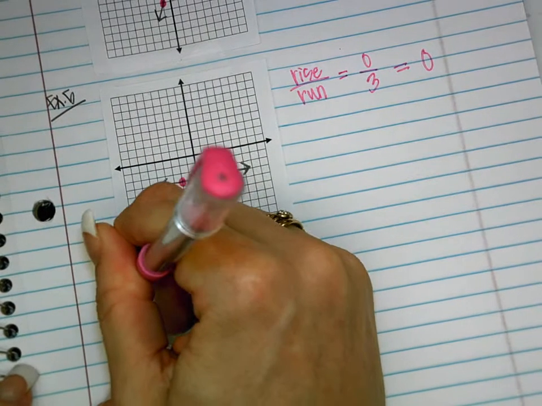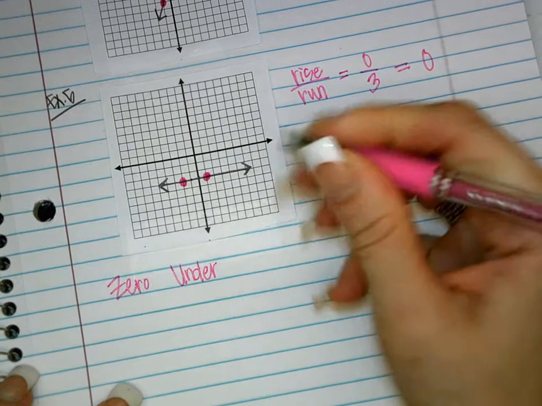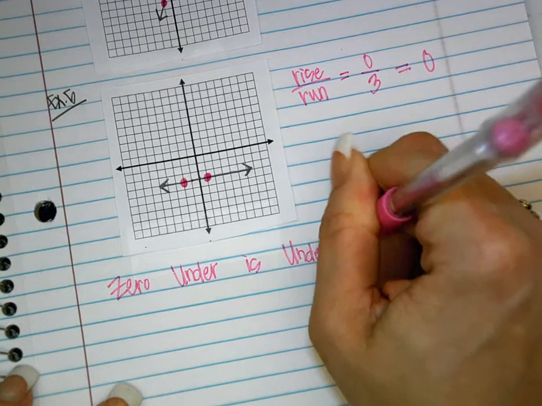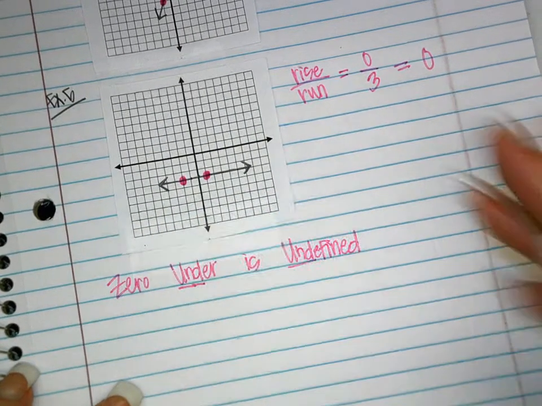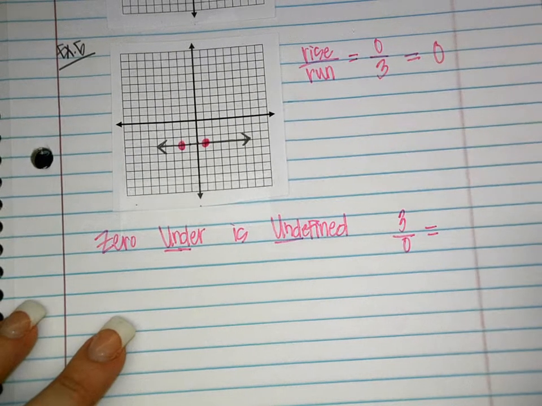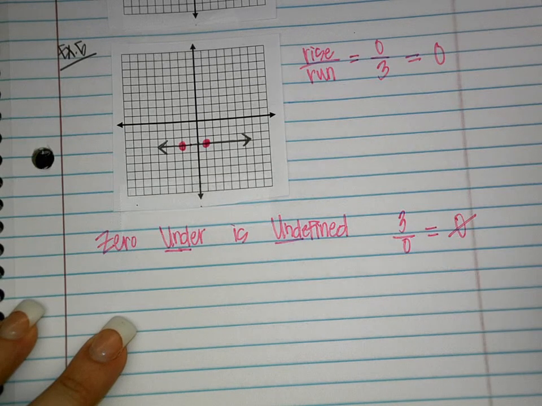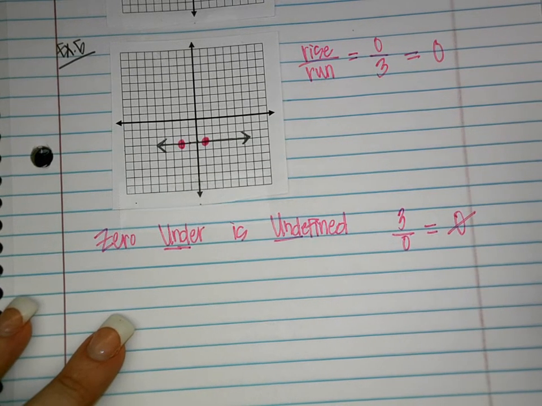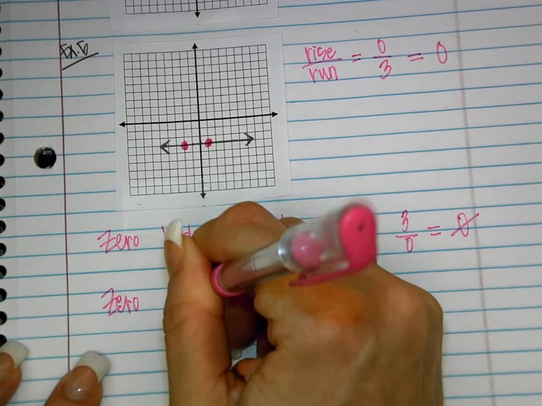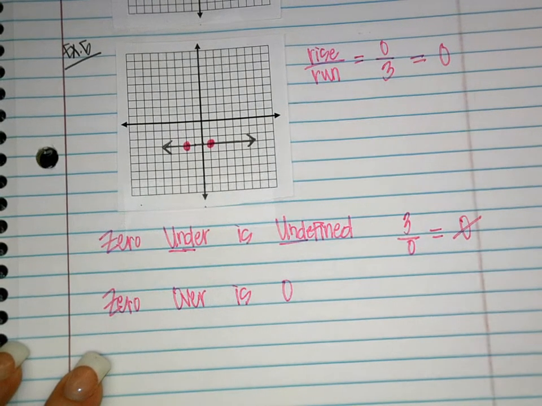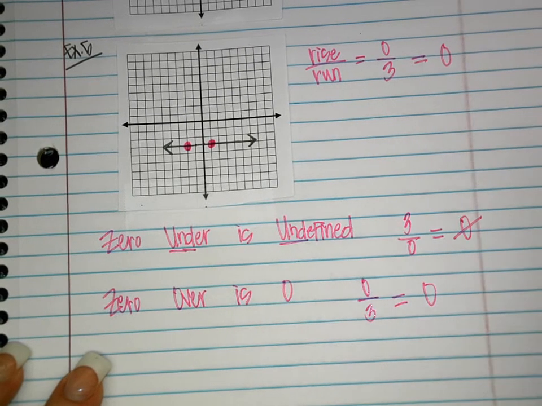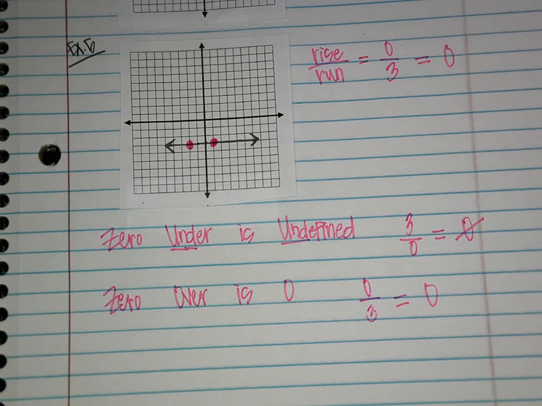0 under is undefined. So that means anytime you have something like 3 over 0, if there's a 0 in the denominator, it means undefined. And undefined, you write 0 with a slash through it. That's how you write undefined. 0 over, 0 on the top, 0 over is 0. So anytime you have 0 in the top, your answer is 0. If you have 0 underneath the fraction bar, your answer is undefined.